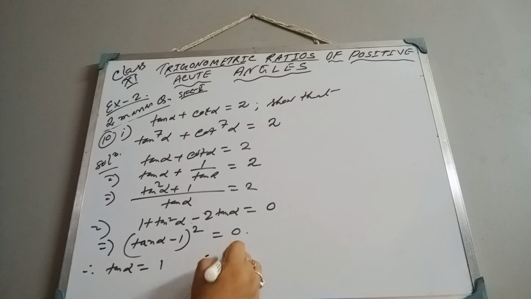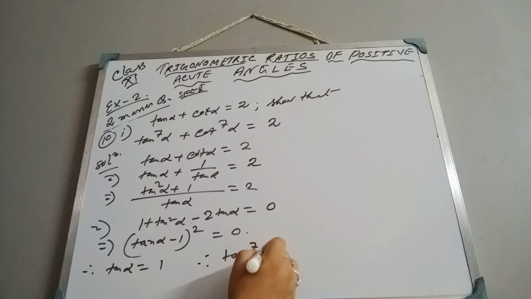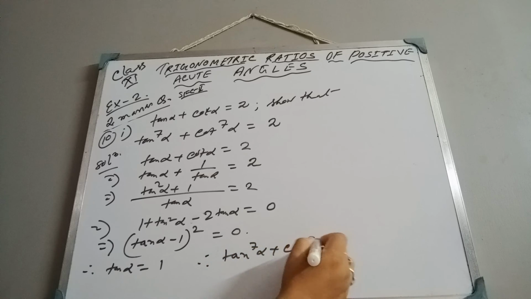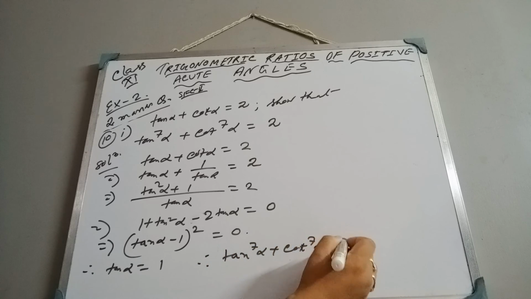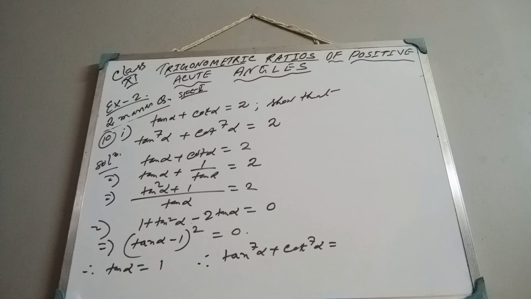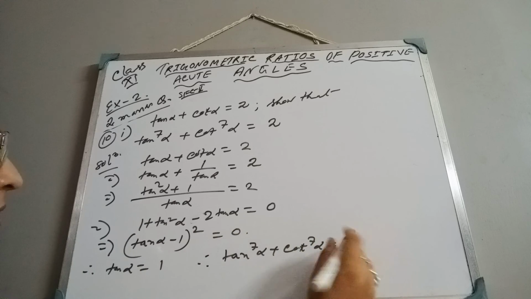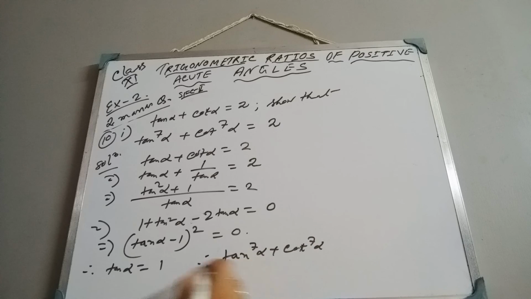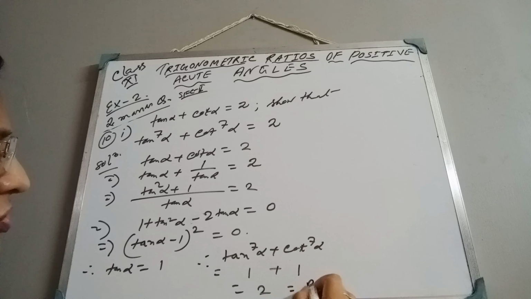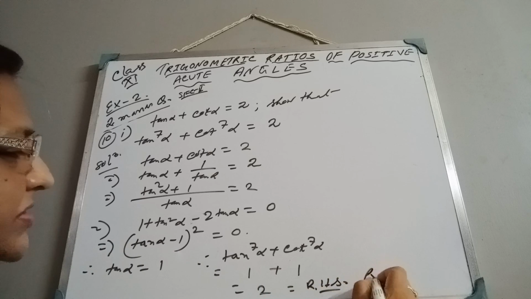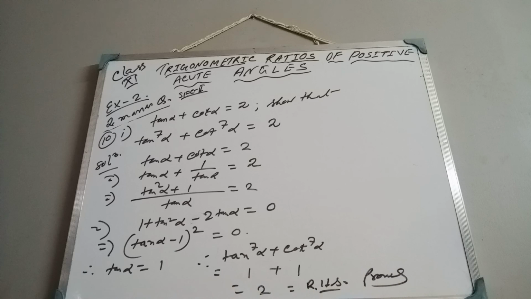Okay. Therefore, this type of sum I think we did in class 10, if you can remember. So tan to the power 7 alpha plus cot to the power 7 alpha, where tan alpha equals 1, is 1 to the power 7 plus 1 to the power 7. So that gives us 2, which is equal to the right side. So this part is also proved.